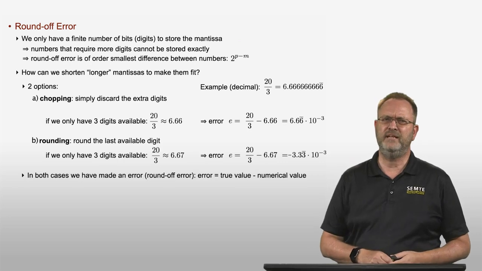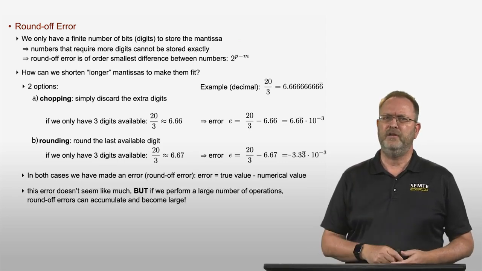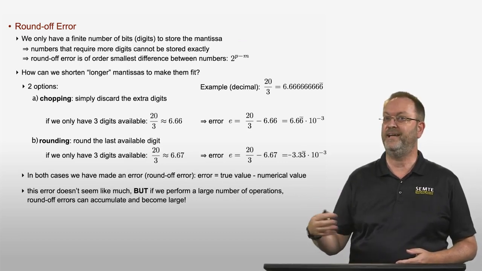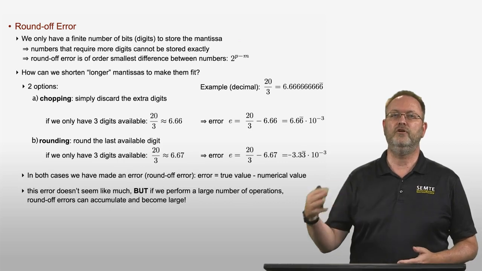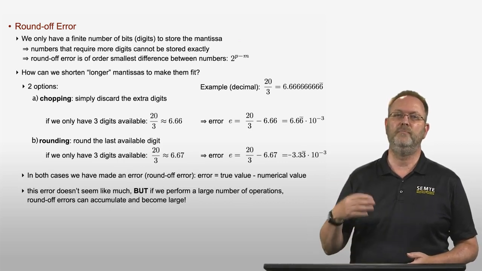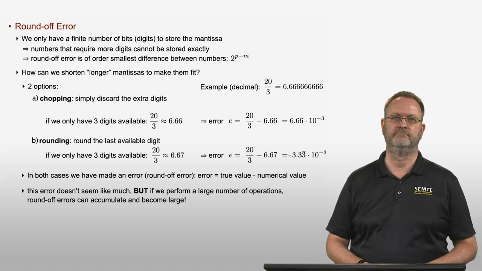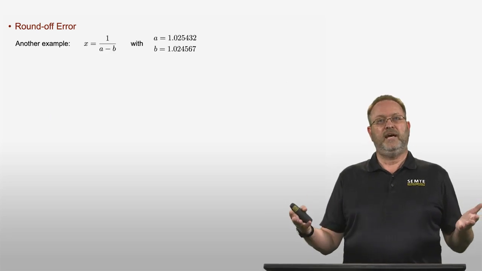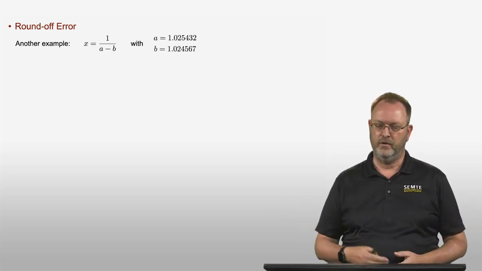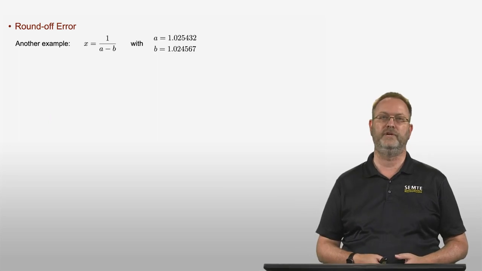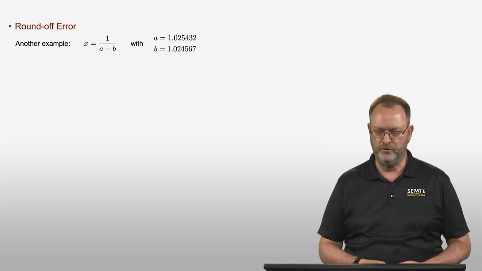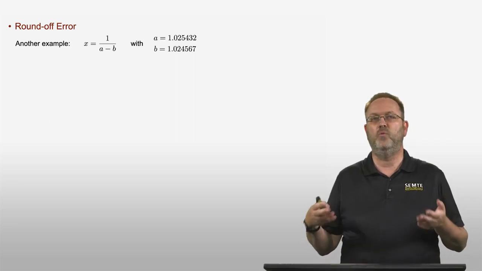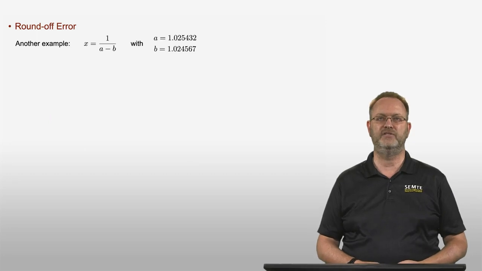Now, this error doesn't really seem like much. But remember, if we perform a large number of operations, roundoff errors that we make in each one of these operations can accumulate and become very large over millions and millions of operations. So here's another example where roundoff error matters. Let's say we have two different numbers, the number a, which is shown here, 1.025432, and the number b, 1.024567. And we want to calculate the value of x, which is 1 divided by a minus b.